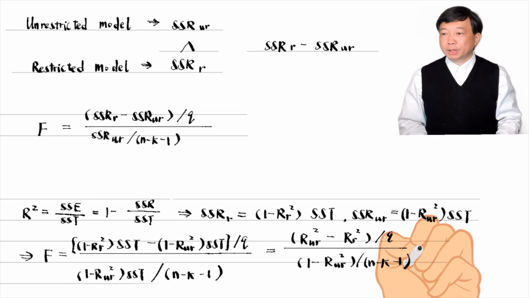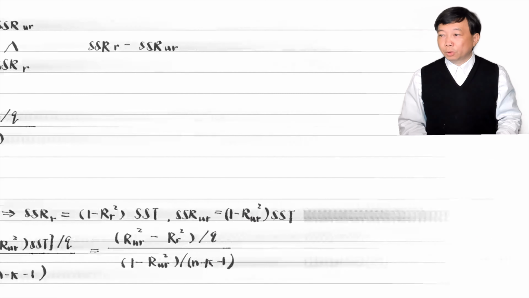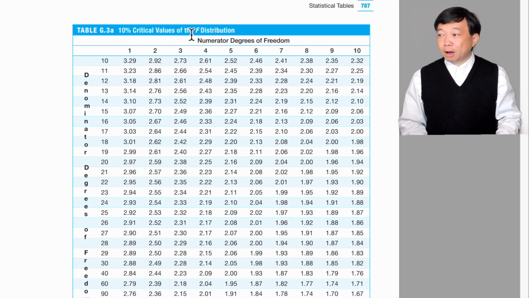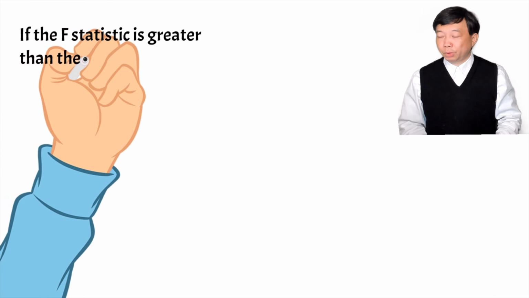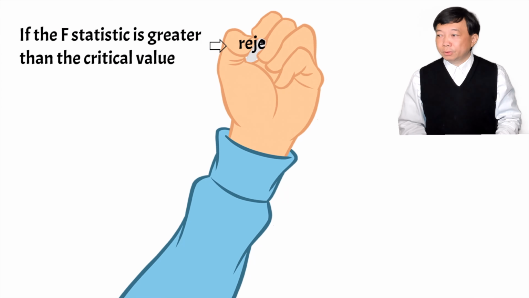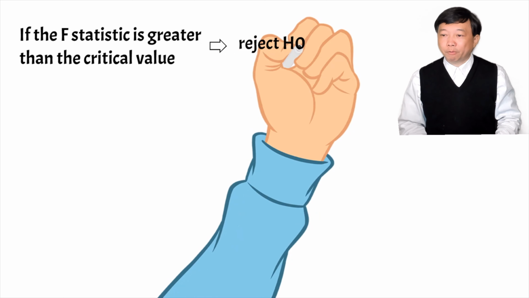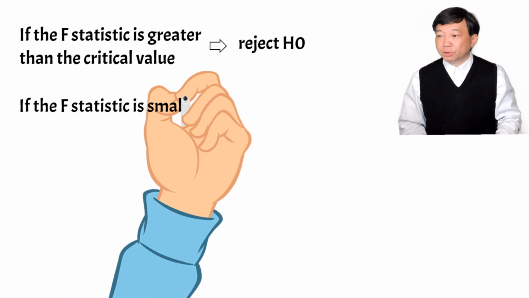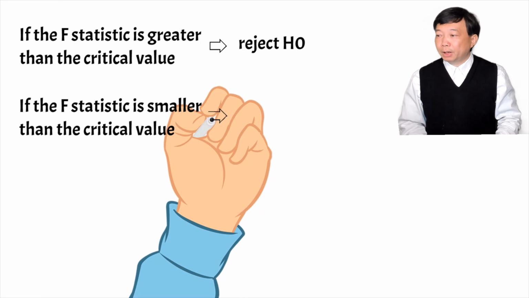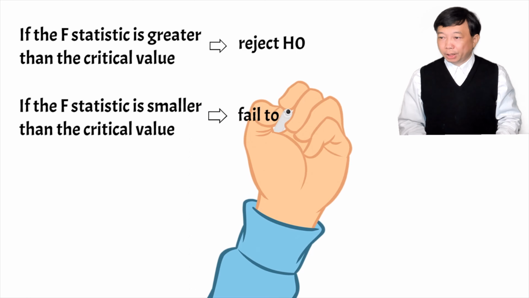After we obtain the F statistic, we compare it with the critical value C that can be found in the critical values of the F distribution table. If the F statistic is greater than the critical value C, then it is large enough to reject the null hypothesis. If the F statistic is smaller than the critical value, it implies that the change between the unrestricted and the restricted model is so small that the excluded explanatory variables do not have a significant effect on the outcome variable. We could not reject the null hypothesis.